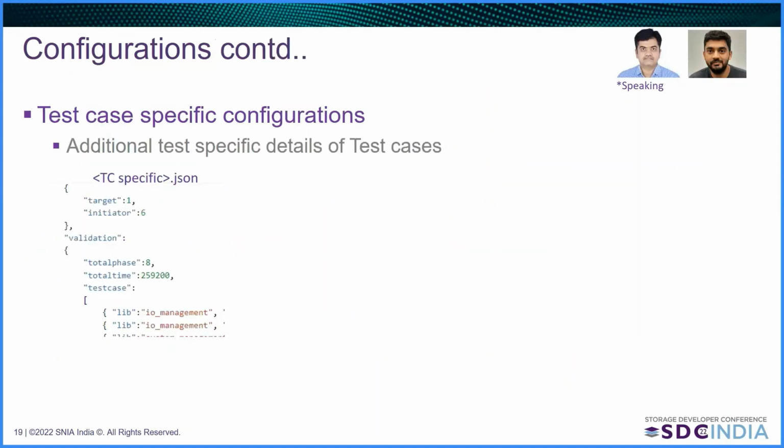Another set of JSON files is the test case specific JSONs. These are apart from our existing basic JSON files. These JSONs are written for a specific test case. They will involve parameters such as how many initiators are involved, how many targets are involved, what is the total runtime of a test case, and what all modules this particular test case calls. These kinds of information can be kept in the test case specific JSON.